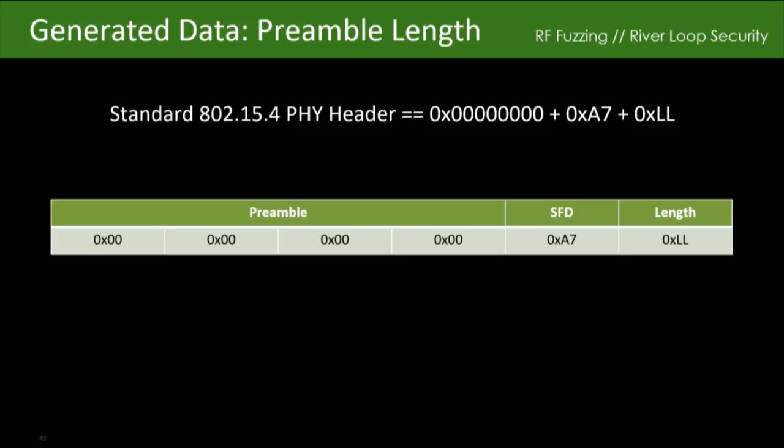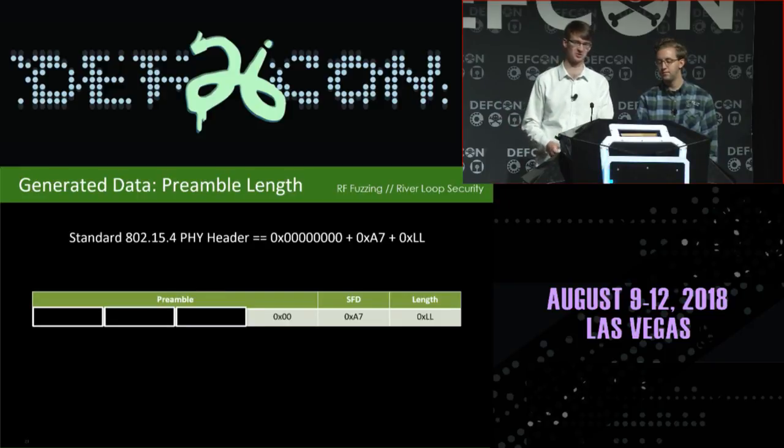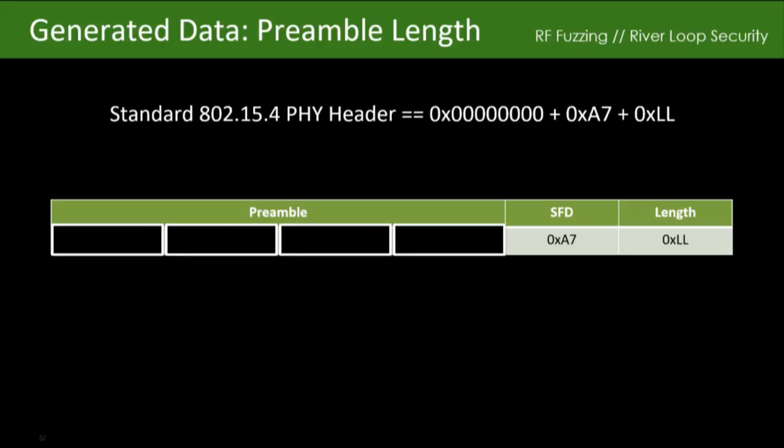It's actually only 7 bits, but there's one unused bit in there. But that follows it. That's in the standard. So what we're going to do is experiment with the preamble length. We're going to see what happens as we begin to take away preamble octets as we send stimulus frames at these receivers, to see what we can reveal.